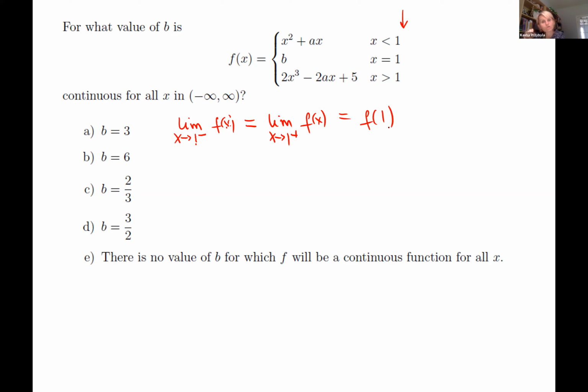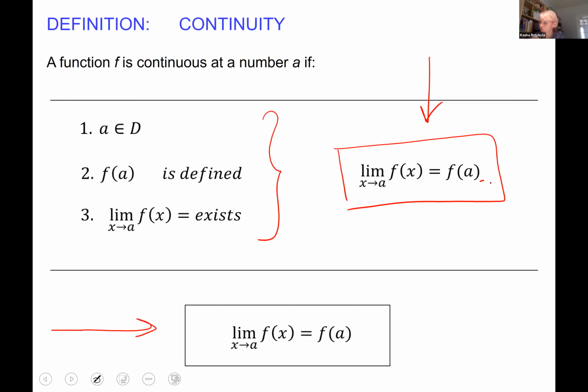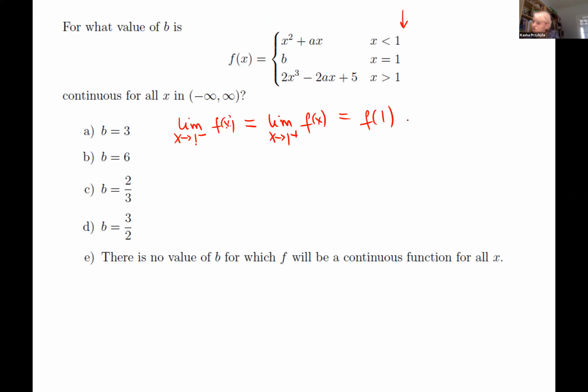Exactly at 1, which part of the function? Because we have a piecewise defined function, which piece is defined at 1? Yeah, it's just b. Thank you. Right. But we have to focus on the limits. If we compute one of the limits, they all have to be the same. Then they will be the same as the value, and hopefully we can find what b is.